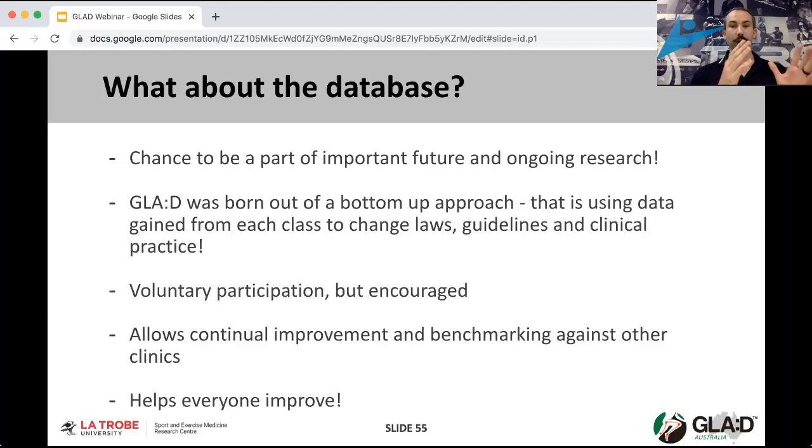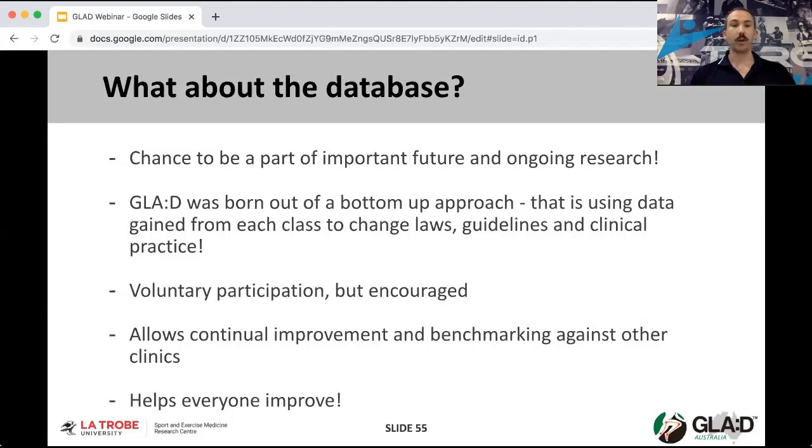So basically looking at their scores from when they started the program, at the end of the exercise classes, at the end of 3 months, and the end of 12 months. And like I said at the start, it's a chance to be part of important future and ongoing research. It was born out of that bottom-up approach, using data gained from every class to change laws, guidelines, and clinical practice, which is really awesome.